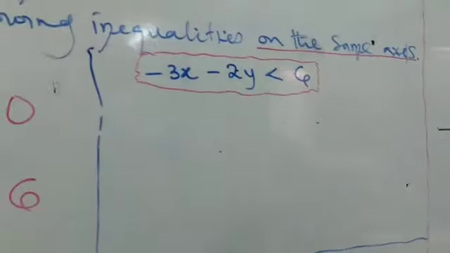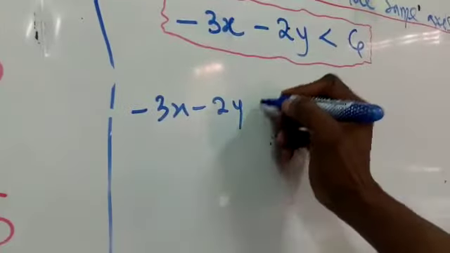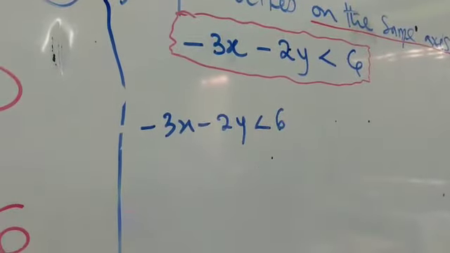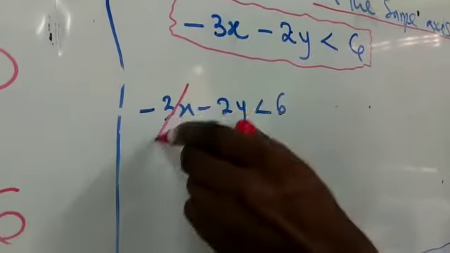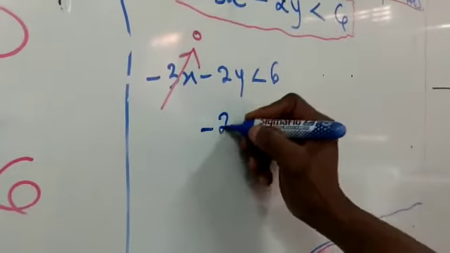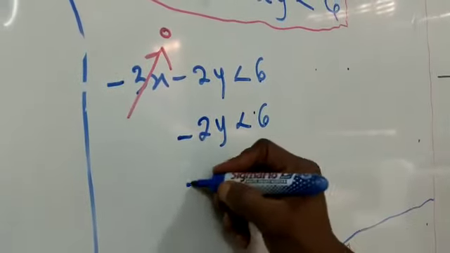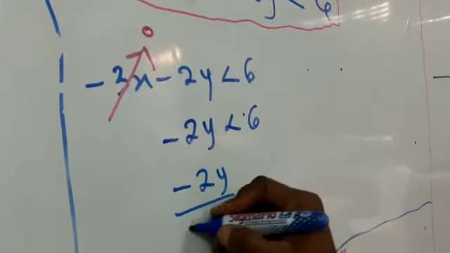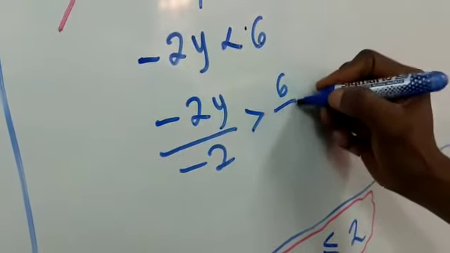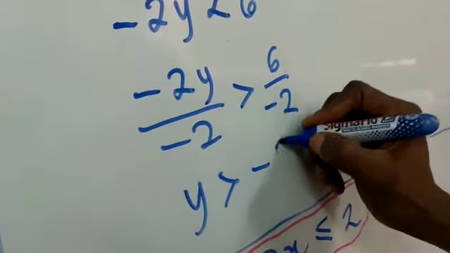Now, let's go to the next inequality. For the next inequality, I have minus 3x minus 2y is less than 6. So we're going to go through the same process that we just did in the first one. We put in x equals 0. And when you put in x equals 0, the whole inequality becomes minus 2y is less than 6. And remember, we're going to divide both sides by minus 2. So I'm going to have minus 2y divided by minus 2. The moment you divide by minus 2, you reverse the inequality. 6 over minus 2. So this gives you y is greater than minus 3.